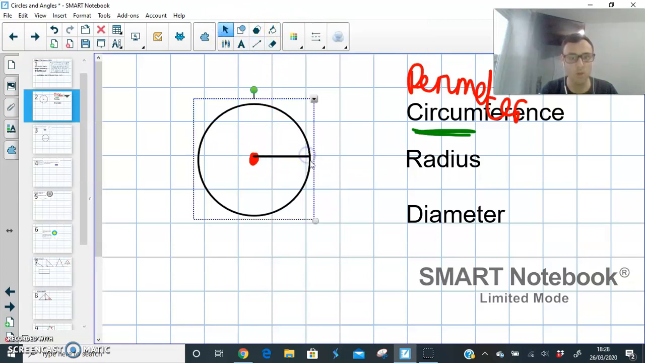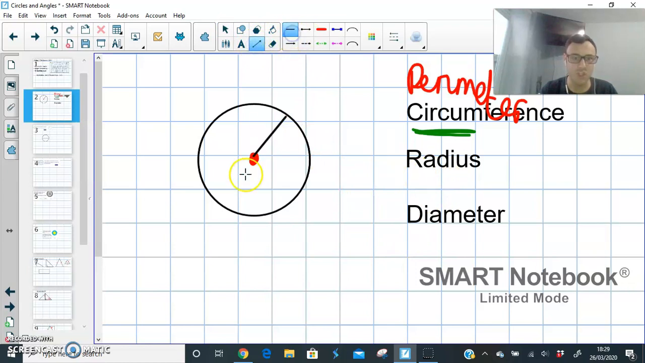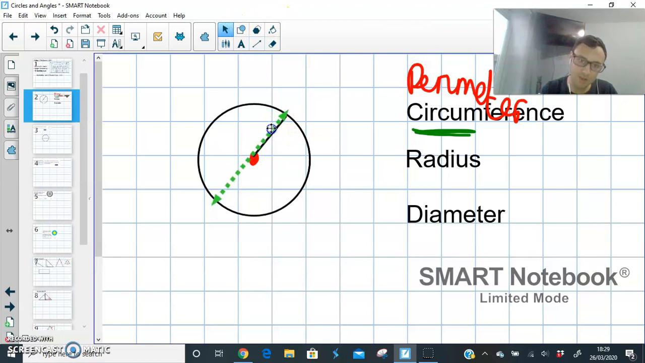Or it could go from there to there, it could go from there to there. Basically, it goes all the way around, but it touches the circle, the outside, the circumference, and it always touches the centre of the circle as well, okay? So that is your radius. Now, the diameter is very similar, except the diameter goes, if I do it in green, the diameter goes straight through. Okay, so it goes from one end exactly to the opposite end, but it goes through the centre as well.